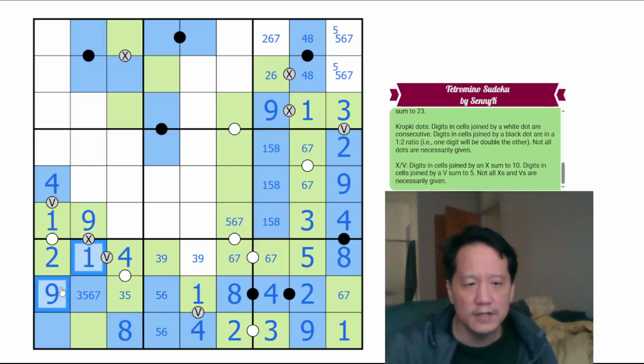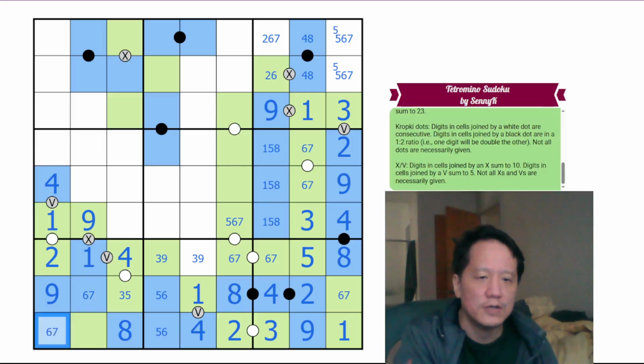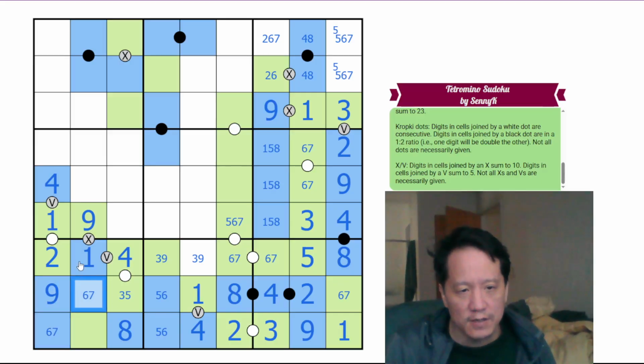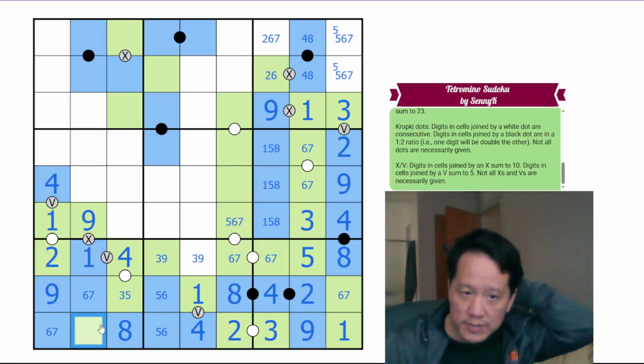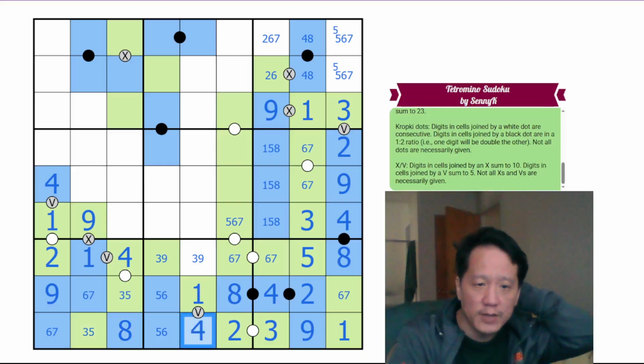This is 10. It cannot be 5 and 8. So this has to be a 6, 7 pair adding up to 13. With the 1, 9 adds up to 23. That means this is 3 or 5 here. This can't be 3 because of 3 in the row. So this is 5. This is 3.